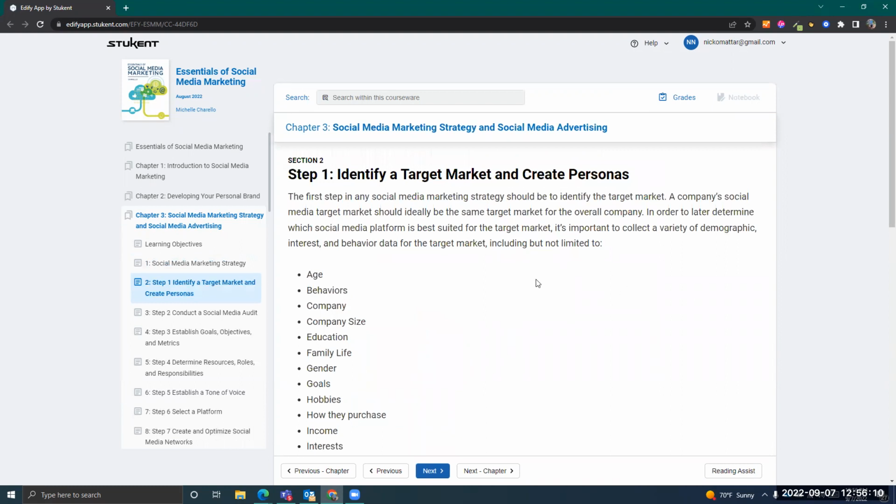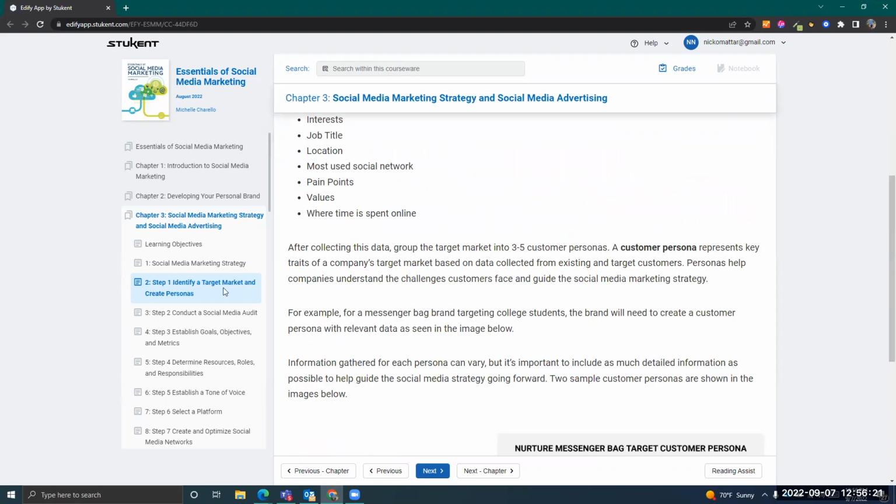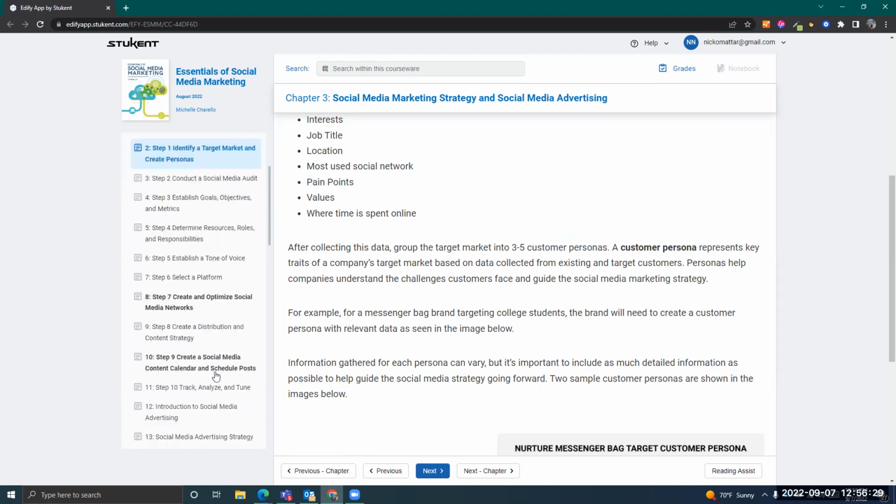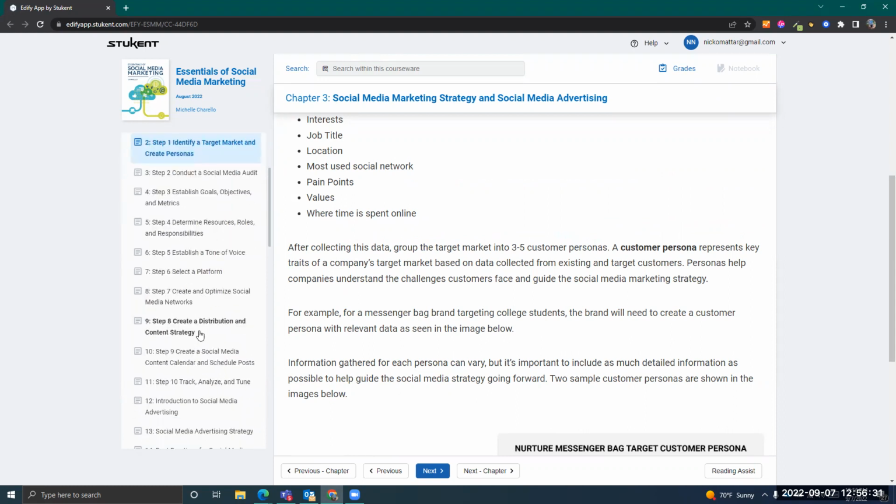To give you a little spoiler alert, the following steps, which I consider to be more valuable, will be on the exam. Those are steps 1, 3, 5, 8, and 10. 1, identify a target market and create personas. 3, establish goals, objectives, and metrics. 5, establish a tone of voice. 8, create a distribution and content strategy. And 10, track, analyze, and tune.